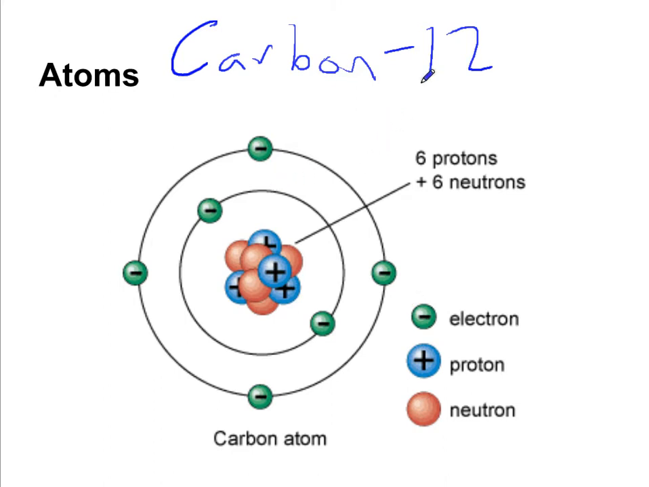So this is carbon-12. If we added 2 extra neutrons to this with no charge, we'd end up with carbon-14, 6 protons plus 8 neutrons. So the way to determine the mass number for an isotope, you just add the number of protons and neutrons together.